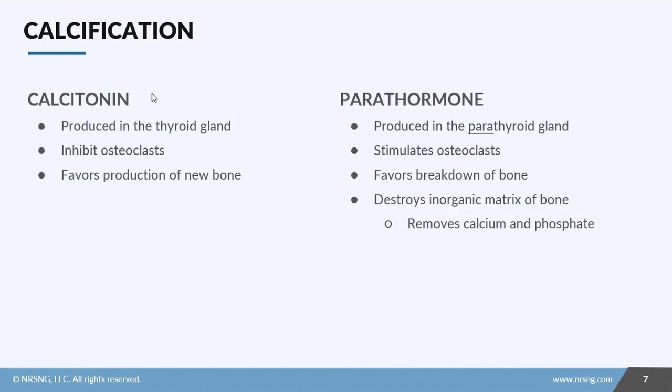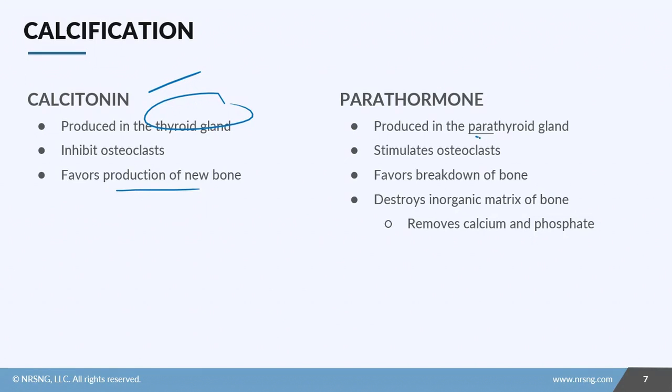Well, you've got two hormones that we're going to look at. First is calcitonin, and that's produced in the thyroid gland. What happens with calcitonin is it inhibits osteoclasts. So it favors the production of new bone because it keeps those osteoclasts from breaking down the bone.